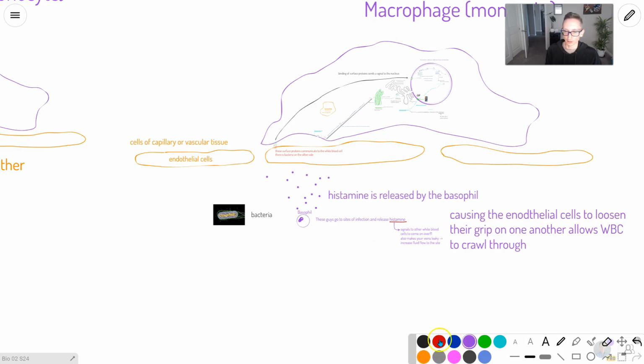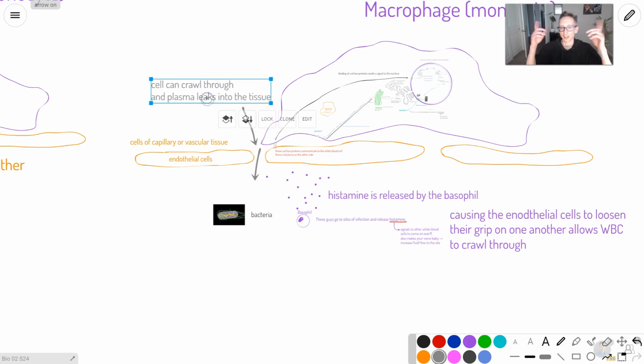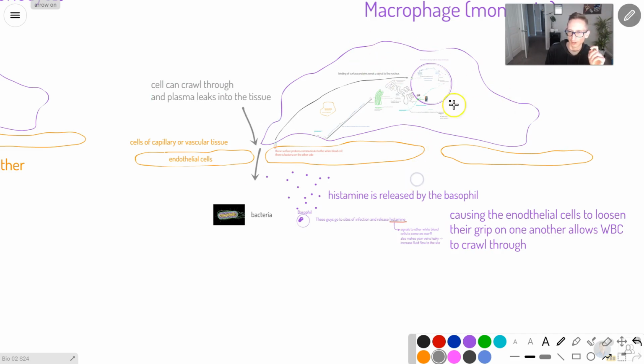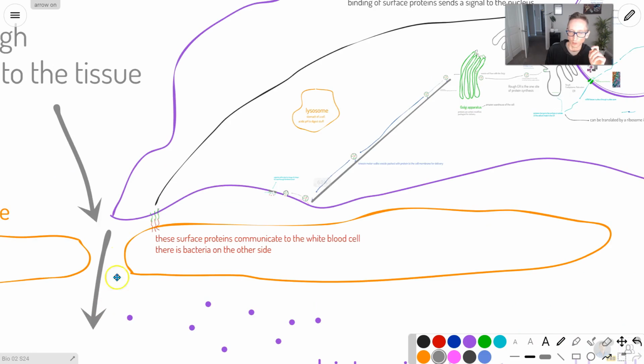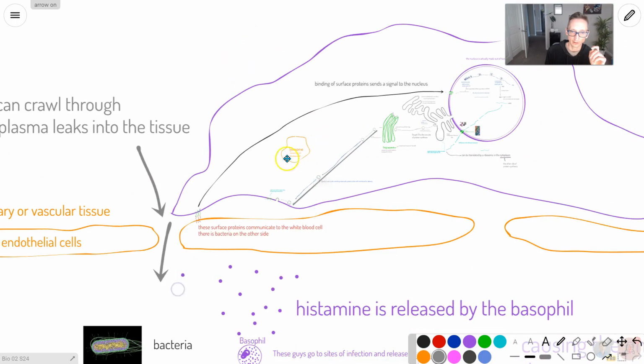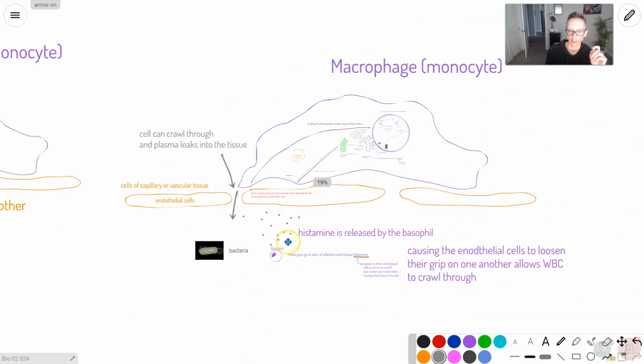And this would also cause, so the cell can crawl through, and plasma leaks into the tissue. This would cause swelling to occur. But it would also add antibodies and things like that to the tissue. So it's not necessarily bad, but it can get out of control. Then we'd have our eosinophil come in and tamp this down once everything's under control. This would allow this macrophage to come in, swallow up this bacteria, and slap it in its lysosome to digest it, for example.